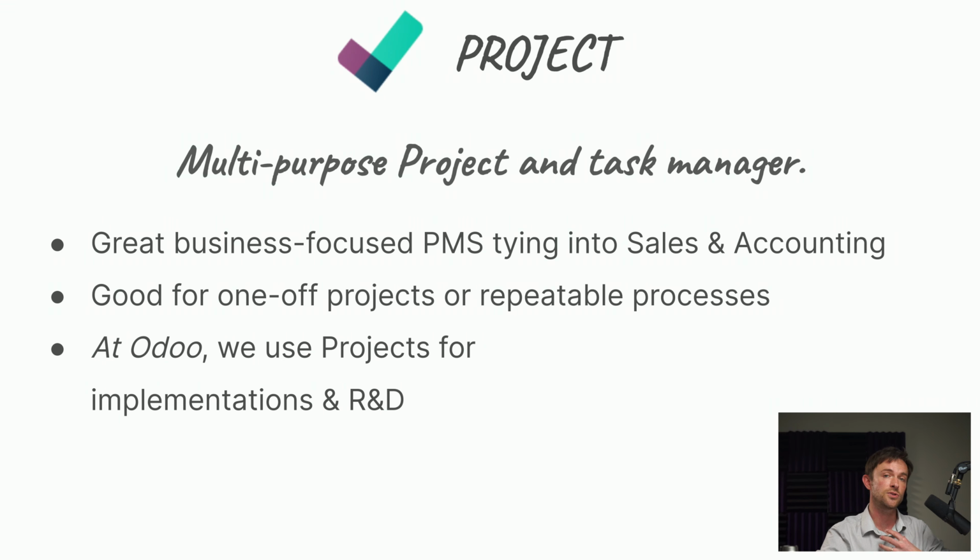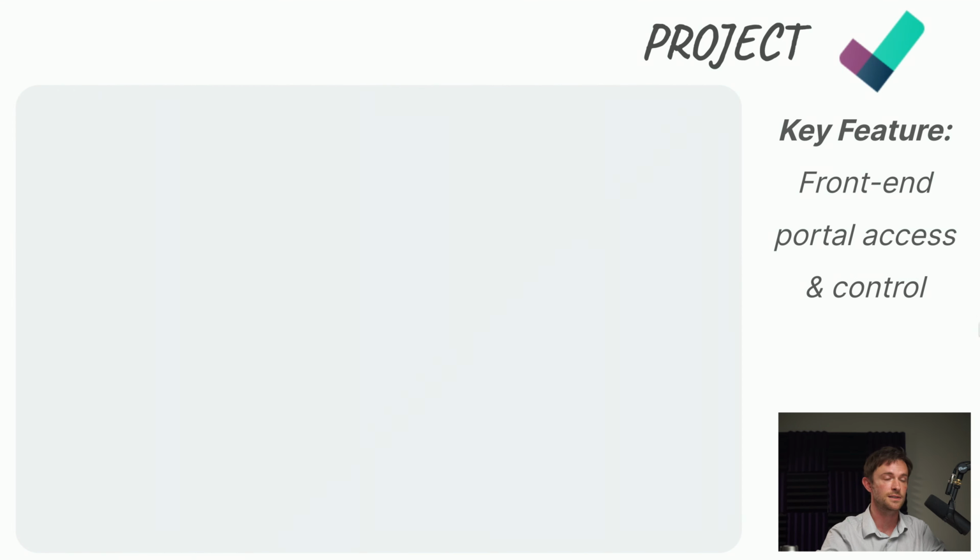And I should say that here in Odoo internally, we use projects for both use cases. For example, for any internal implementation, we're using a repeatable process where it follows the template every single time. But we also use it for R&D. So when we're developing a new app from scratch, that is a one-off project. And it has great uses in both cases.